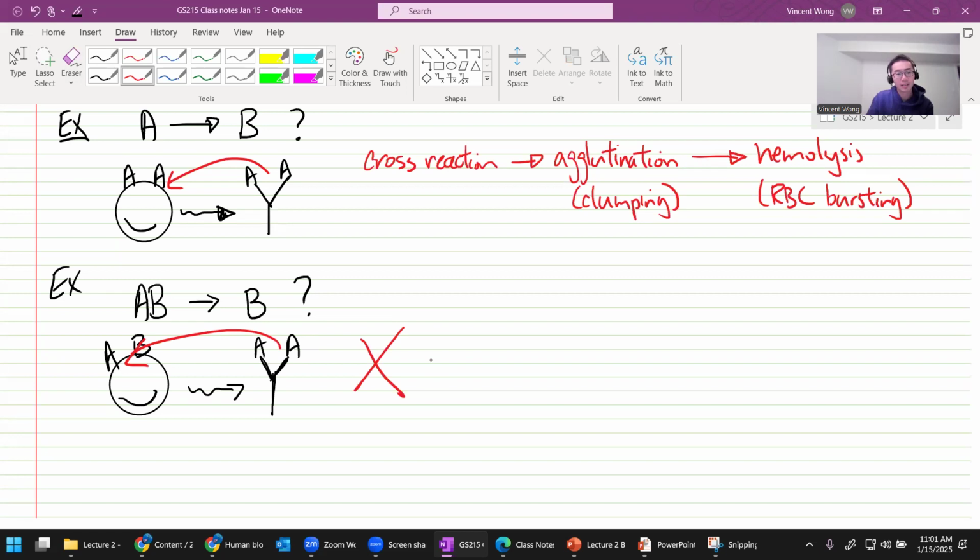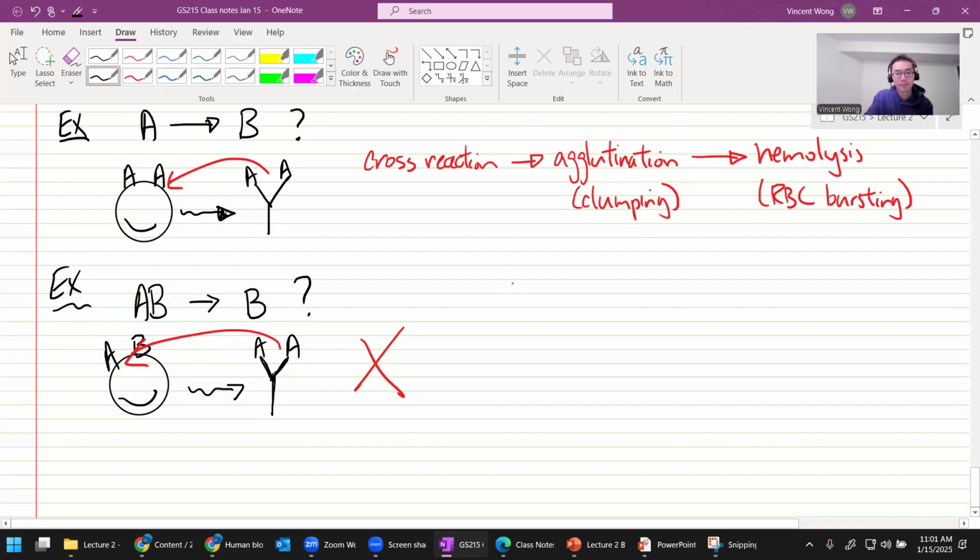You might be thinking, but there's B, and I'm B, isn't that okay? It doesn't matter. If you see something that the antibody recognizes, it will still attack it. So this is not safe.